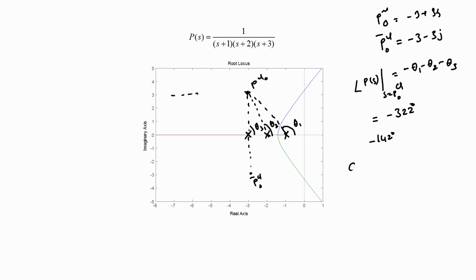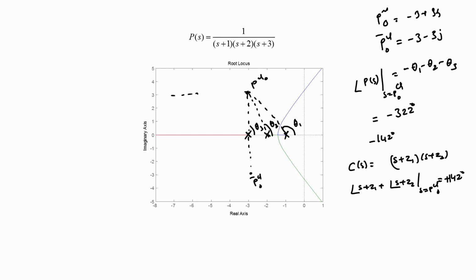So, if we have a controller C of s equal to s plus Z1 times s plus Z2 as the starting initial structure for the controller. Of course, this is not a causal controller, but for the moment let us assume that we use the 2 zeros to get the angle of 142 degrees at the point PCL naught. Then we have to pick Z1 and Z2 such that the angle of s plus Z1 plus the angle of s plus Z2 at the point s equal to PCL naught is equal to plus 142 degrees.